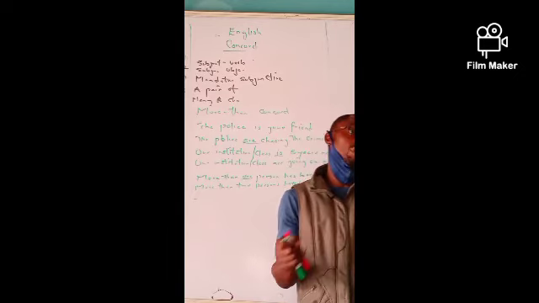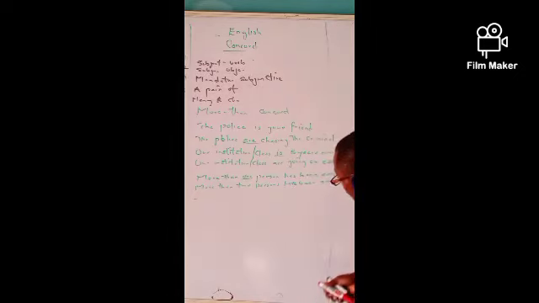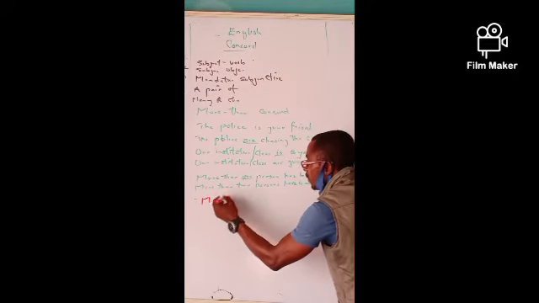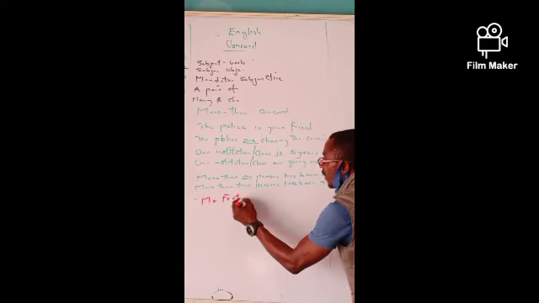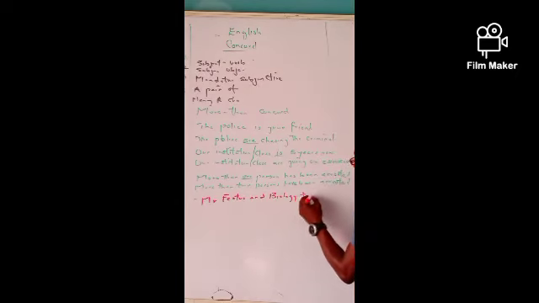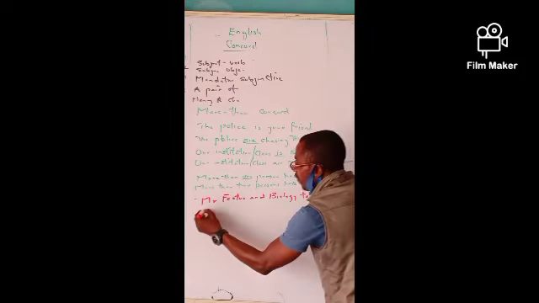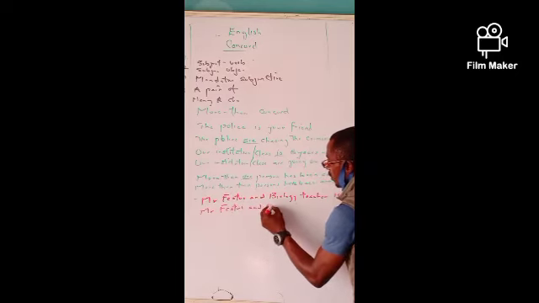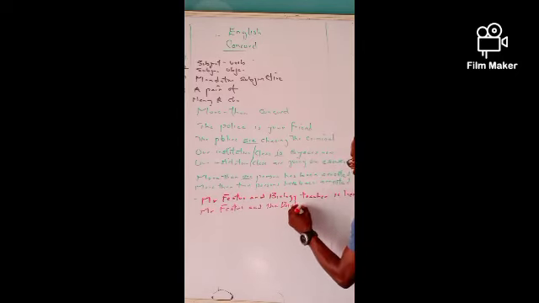Let me quickly explain this. Now, these statements are completely different. Mr. Festus and biology teacher is here. What about Mr. Festus and his biology teacher are here? Now what? Please take note.